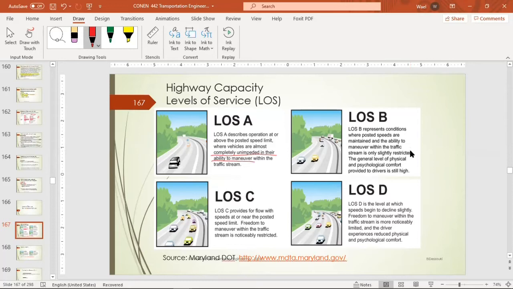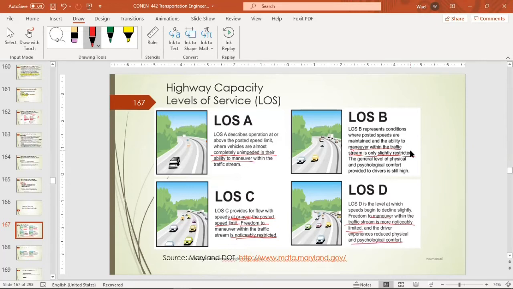When we go to level of service B, the speed is still almost at the speed limit or slightly above it, but your maneuver within the traffic stream is only slightly restricted. In level of service C, your speed is near the speed limit. So now there is some reduction in the speed, and the freedom to maneuver within the traffic is not severely restricted. Level of service D, the maneuverability is not severely limited, and the driver experiences reduced physical and psychological comfort.